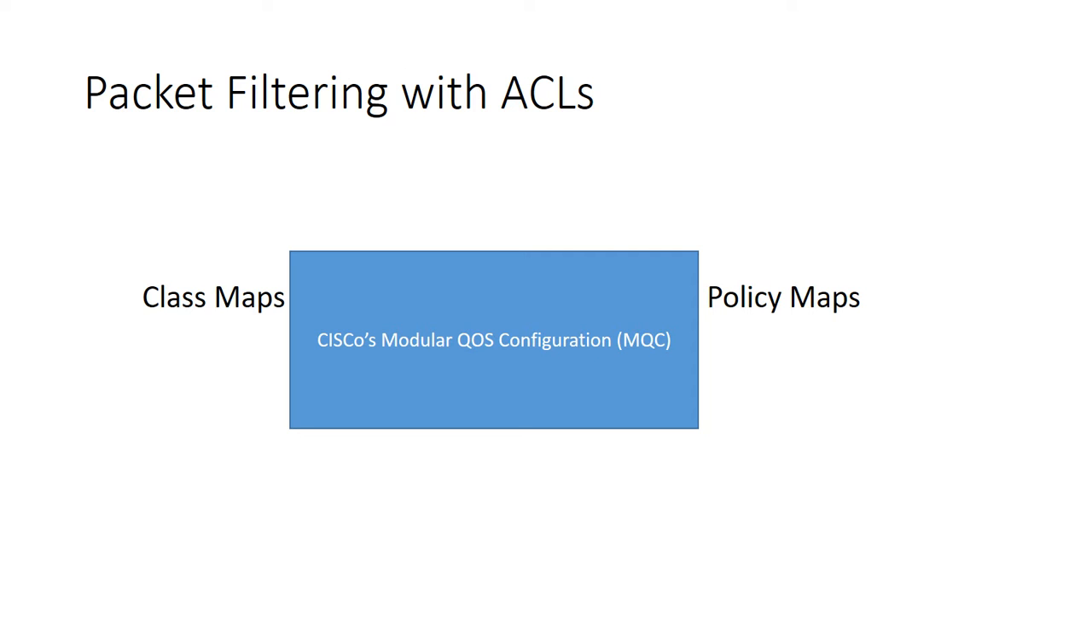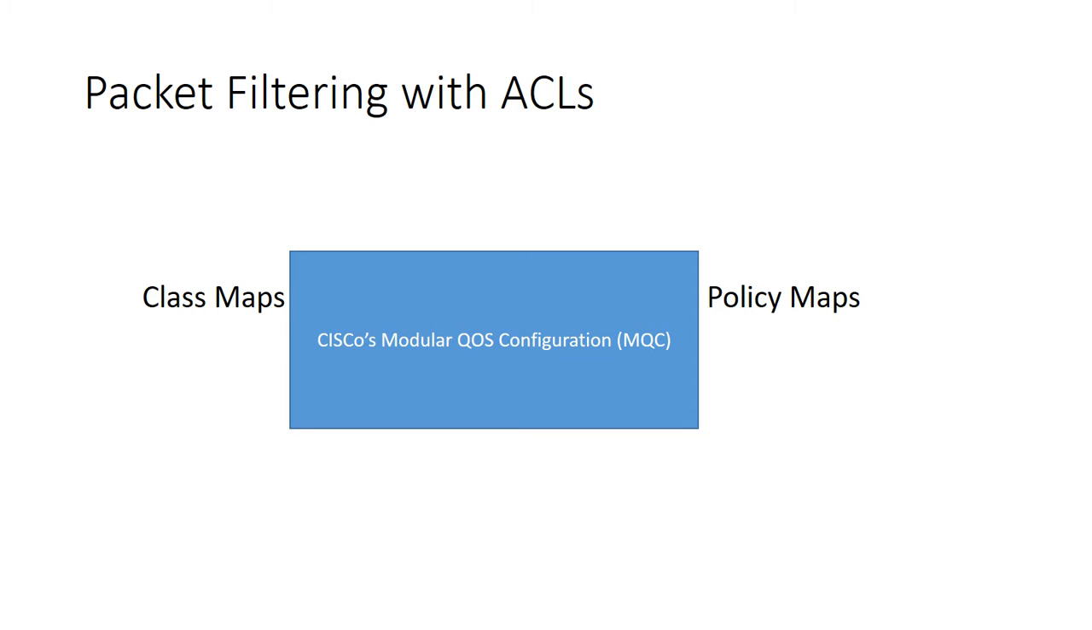QoS can be implemented by using Cisco Modular QoS Configuration (MQC), which includes class maps to define the traffic, policy maps to apply the rules, and service policies to activate them on an interface.